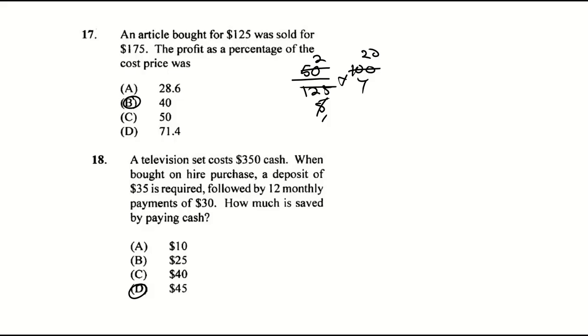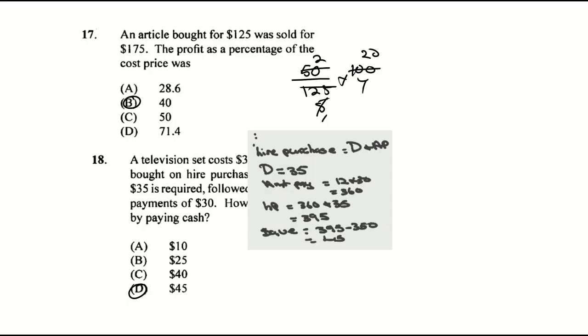Number 18, 45. We know that the higher purchase price was 360 plus 35, which is 395, and the difference between 395 and 350 is 45. So this is your answer right here.